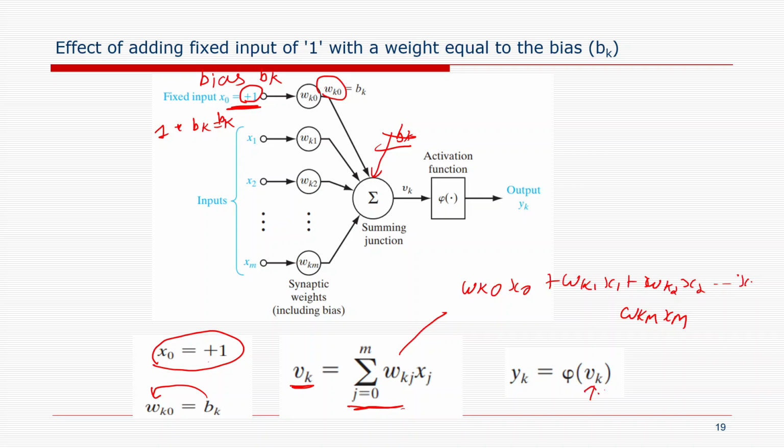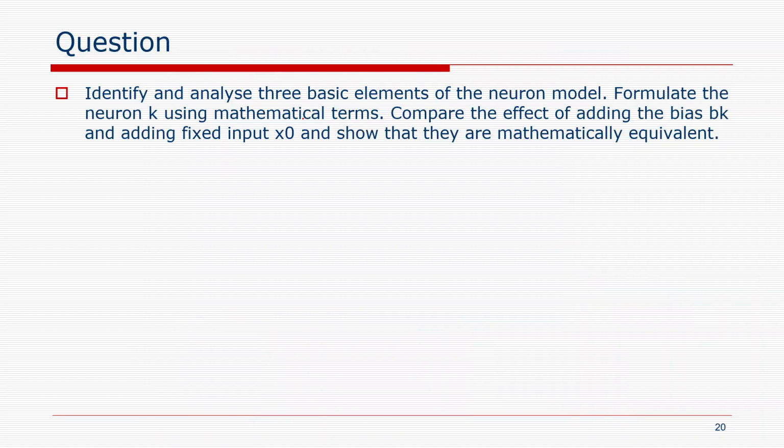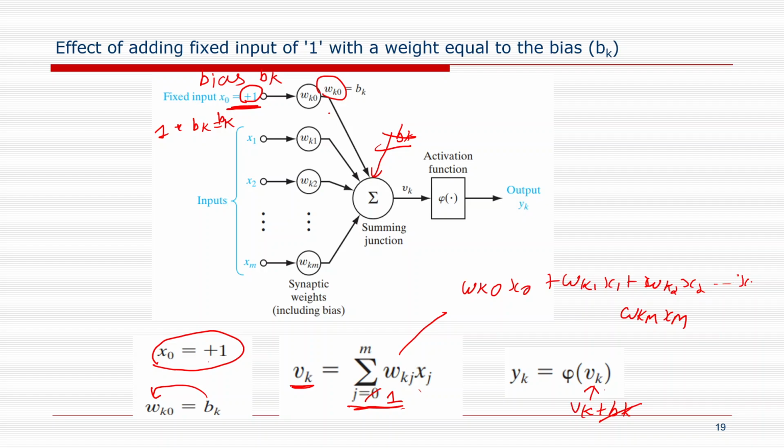Earlier, because this x naught term was not there, the sum started from 1. Therefore, we used to have here VK plus BK. But now we have included the term starting from 0, therefore this BK will not come. That is just for simplification purposes, nothing else, because we want to treat this bias as an input itself. Okay.